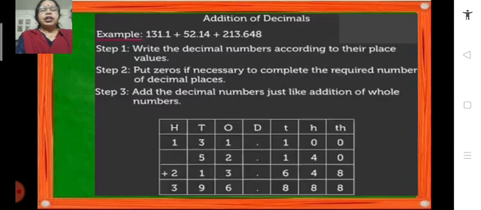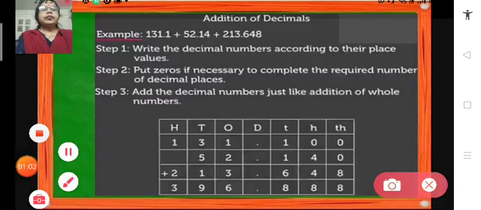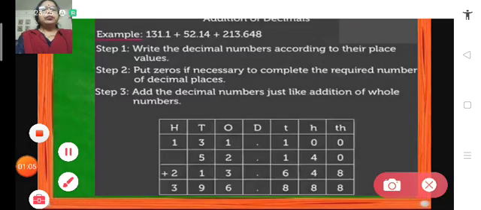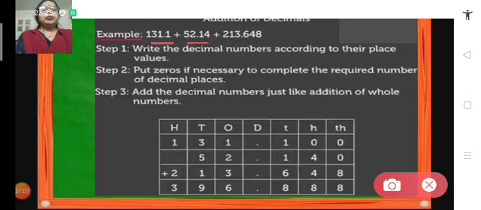We have three numbers here to be added: 131.1, 52.14 and 213.648. For adding these decimals, what is the first step? First, we have to write the decimal numbers according to their place values.